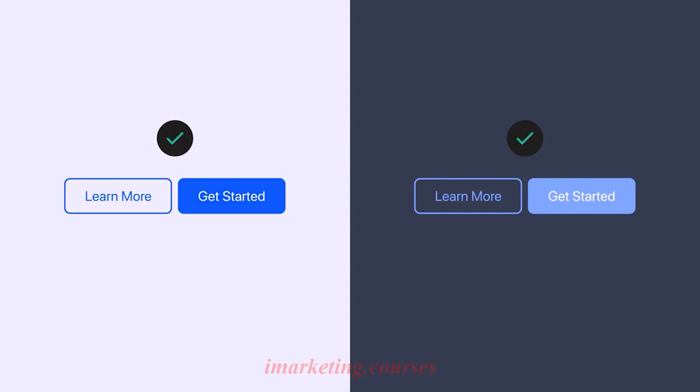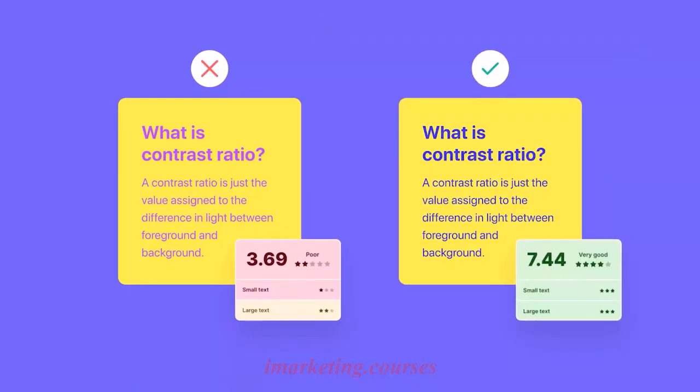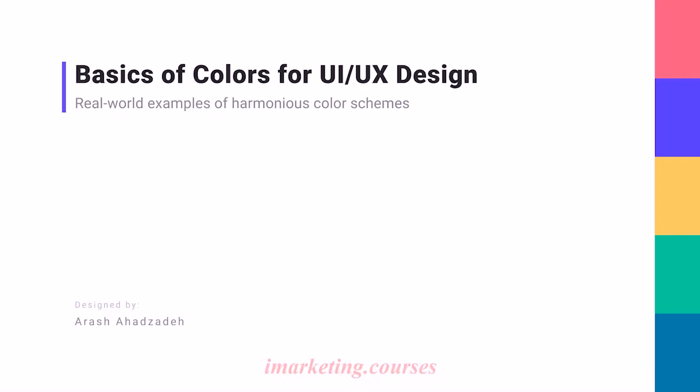And last but not least, tip number 4. Always validate your colors by checking the contrast ratio. Believe me, there are beautiful looking user interface designs on Dribbble and Behance that fail the contrast ratio test. You will learn how to check the contrast ratio later in this course.